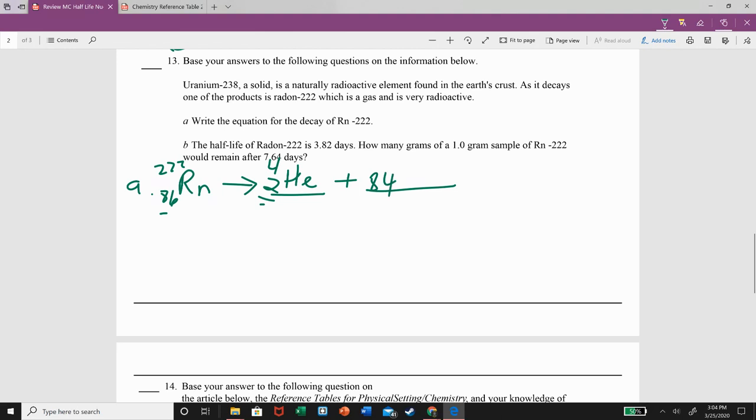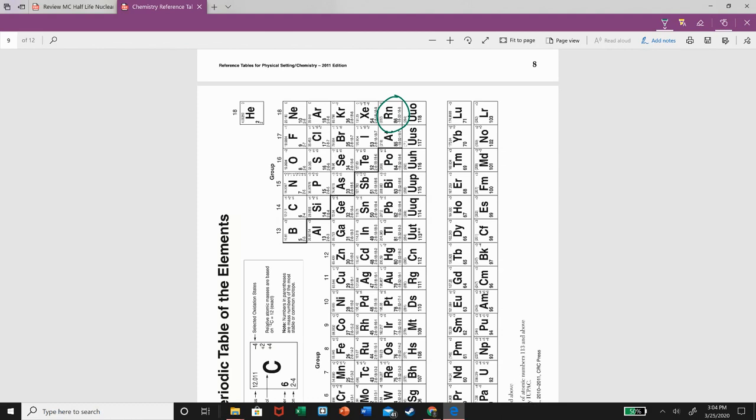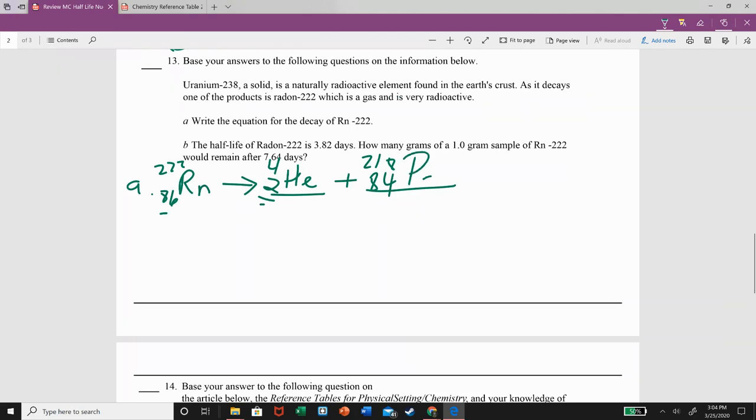I've got a 222 on the left and a 4 on the right. What number plus 4 equals 222? Or take 4 away from 222. I'm going to do 222 subtract 4, and just to make sure I'm right, I'm doing it on a calculator because you never know. That's 218. Now I go to the periodic table in the reference tables and find atomic number 84, which element has 84 protons. That's right here, polonium. So I'm just copying down the symbol, Po.